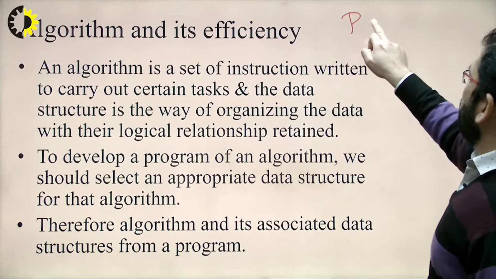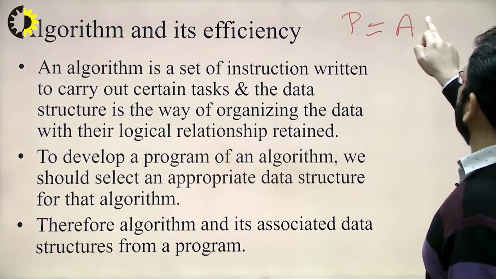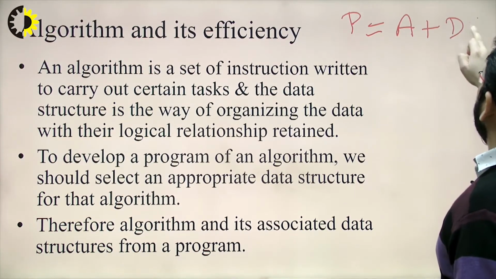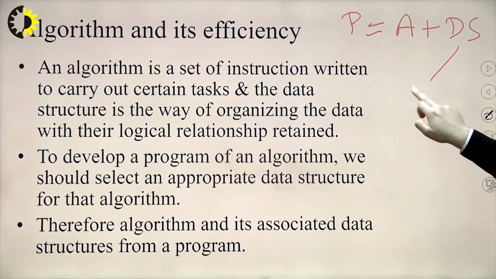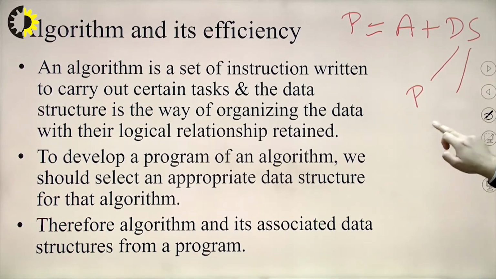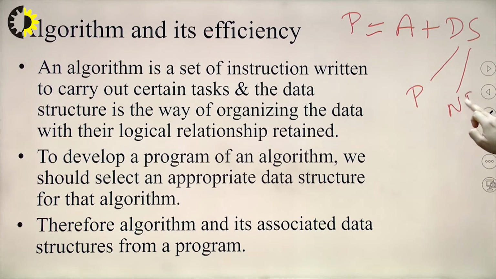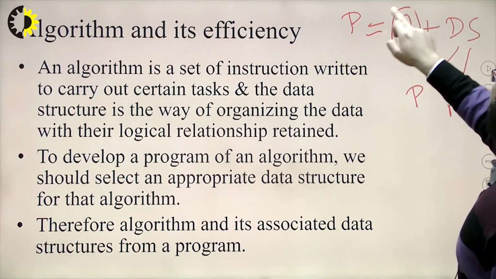So now, after data structure, the second part of a computer program, as I already told you, a computer program is a combination of algorithm plus DS. So DS, I have told you, is of two types, primitive and non-primitive. Now we are talking about the algorithm part.